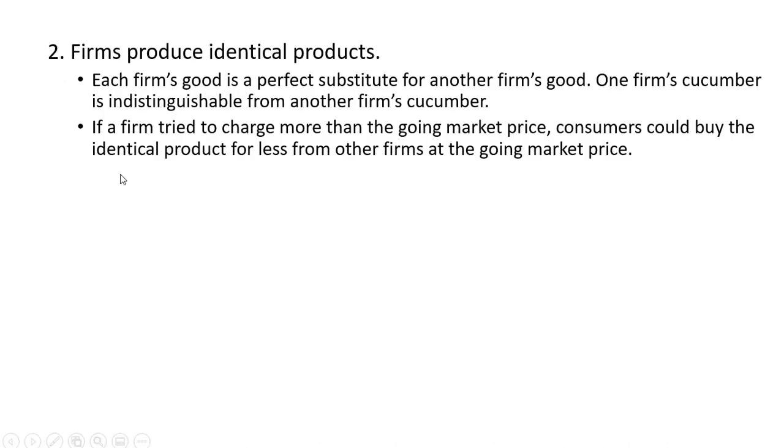Second assumption, firms produce identical products. Each firm's good is a perfect substitute for another firm's good. One firm's cucumber or one firm's carrot is indistinguishable from another firm's cucumber or carrot. If a firm tried to charge more than the going market price, consumers could buy the exact same product for less from other firms who are selling at the going market price.